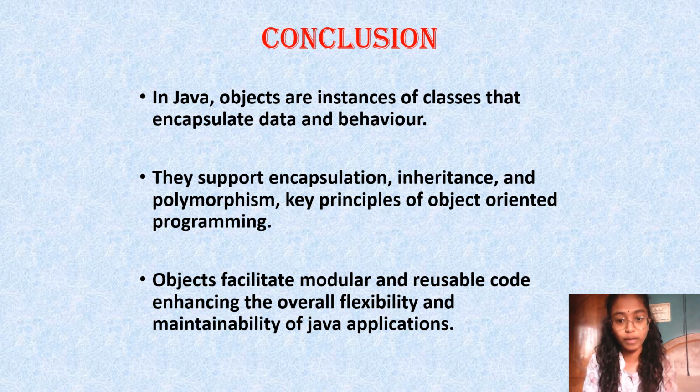Finally, I conclude my topic by saying that in Java, objects are instances of classes that encapsulate data and behavior, as we discussed before. They support encapsulation, inheritance, and polymorphism, which are the three key principles of object-oriented programming. Objects facilitate modular and reusable code, enhancing the overall flexibility and maintenance of the Java applications which we use in our programs.